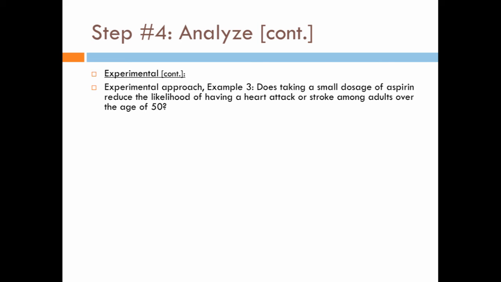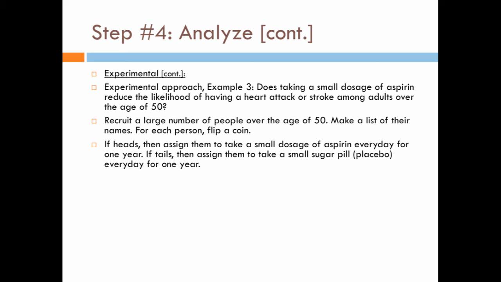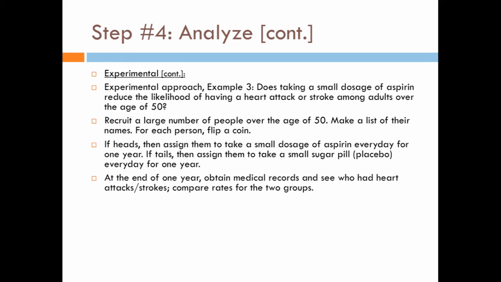Does taking a small dosage of aspirin reduce the likelihood of having a heart attack or stroke among adults over the age of 50? We could recruit a large number of people over the age of 50. We make a list of their names. For each person, flip a coin. If it's heads, we will assign them to take a small dosage of aspirin every day for a year. If it's tails, we assign them to take a small sugar pill, the placebo, every day for a year. At the end of the year, we can obtain medical records and see who had heart attacks or strokes and compare the rates for the 2 groups.